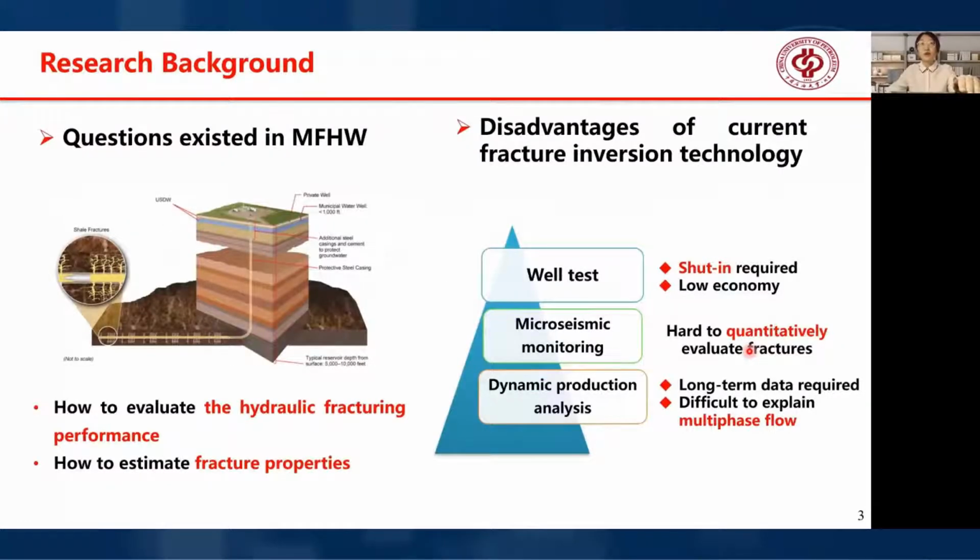As we all know, the technology of multi-stage fracturing horizontal wells is vital to unconventional oil and gas. And there are two questions in this technology. The first one is how to evaluate the hydraulic fracturing performance. And the second one is how to estimate fracture properties. The current fracture inversion technology mainly includes three aspects: well test, microseismic monitoring, and dynamic production analysis.